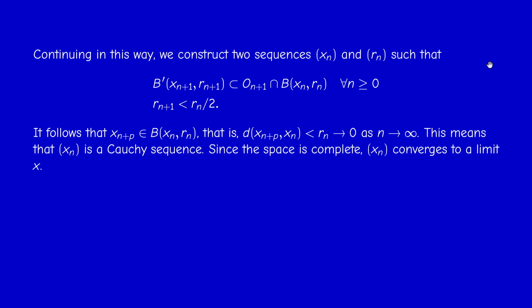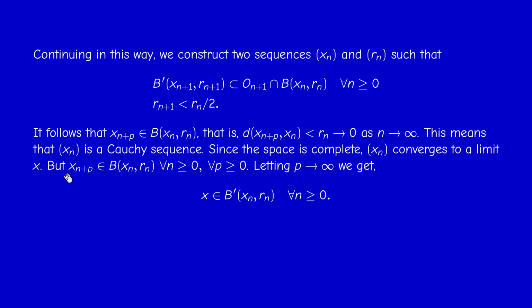Okay, and now I use the completeness assumption. The completeness assumption tells me that Xn converges to some limit x, and this will be in the intersection between U and G. Okay, so as you observed, X(n+p) belongs to the open ball of center Xn and radius Rn. And if I fix n and let p tend to infinity, I know that X(n+p) tends to x. So the limit actually must be in the closure of the ball, which is contained in the closed ball. So the limit must be in this closed set.